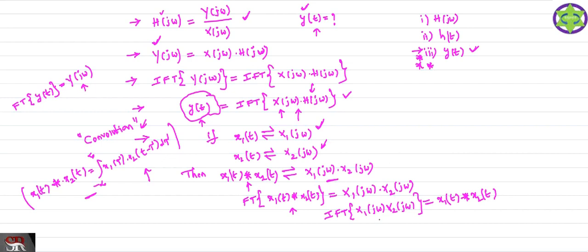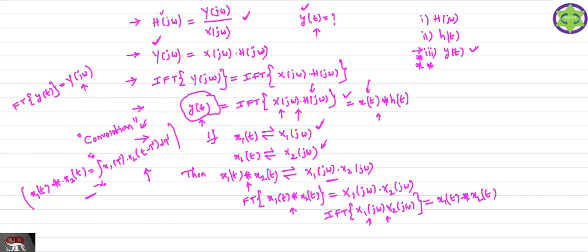Now we observe the convolution property. The inverse Fourier transform of two frequency domain signals, x1 of j omega and x2 of j omega, is the convolution of the two signals in the time domain. So what is my output y of t using the convolution property? Here my output y of t is x of t convolved with h of t. This is a very important formula to find y of t.